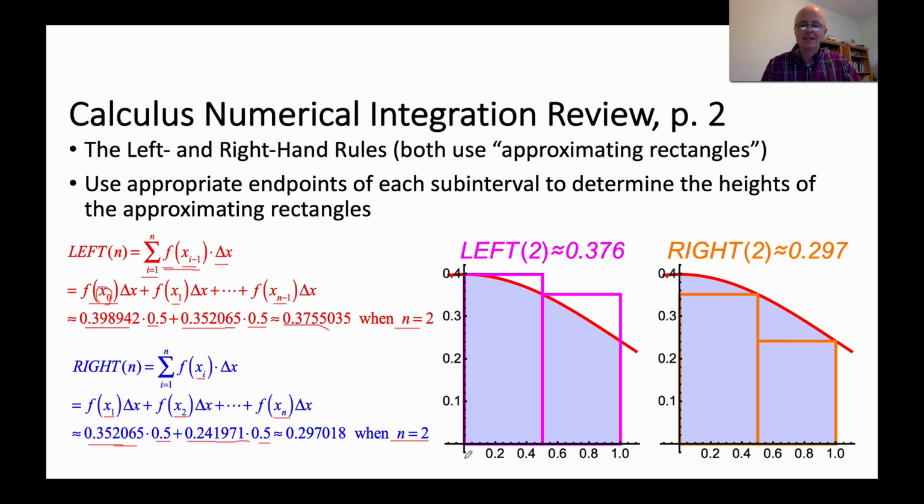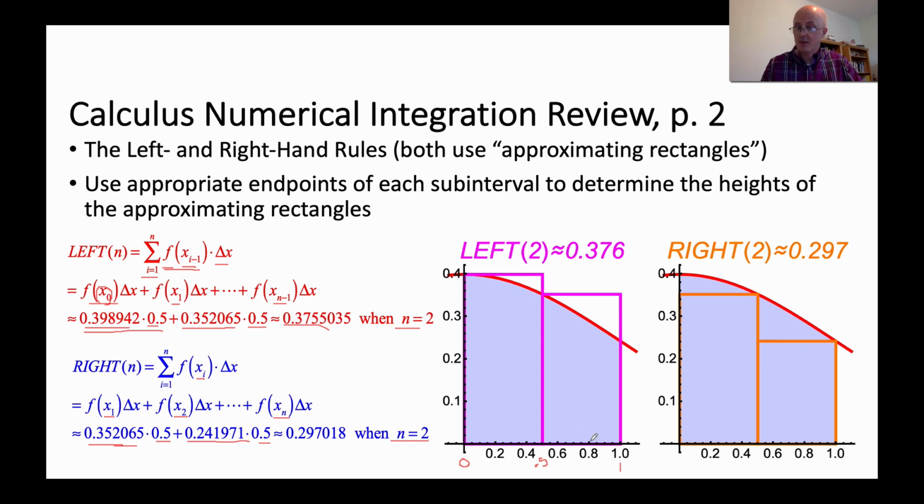Once again, x0 is 0. x1 is 0.5. This is 0.5 here. And x2 is 1. Okay? And for the left-hand rule, notice over this first interval, we take the left endpoint at 0, we plug it into the function, we get the height of this rectangle, times delta x, which is 0.5, gives us the area of this rectangle. So this rectangle's area would be this product right there.